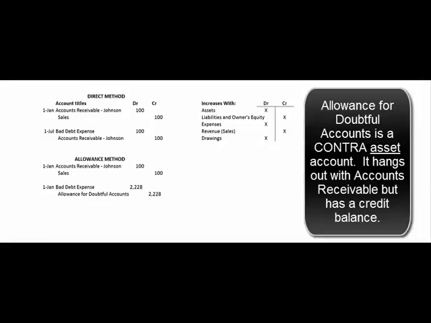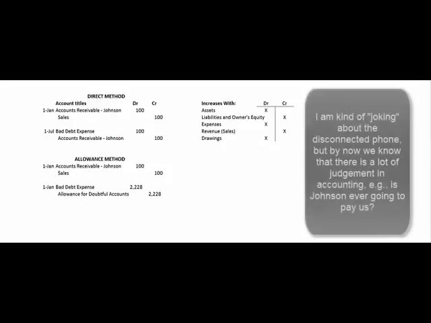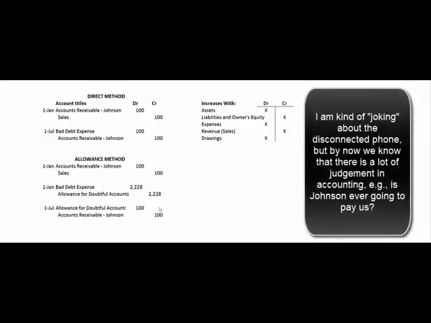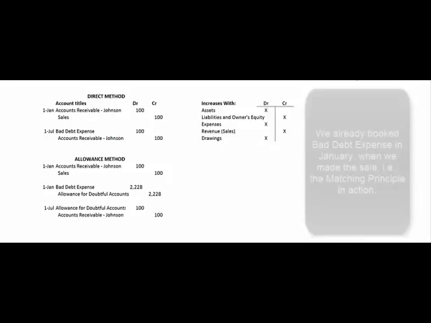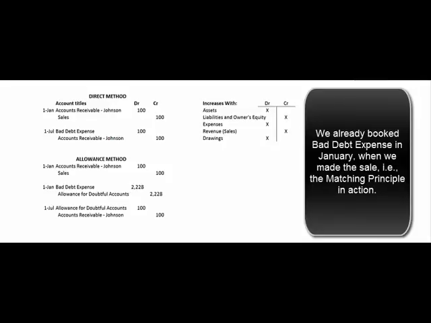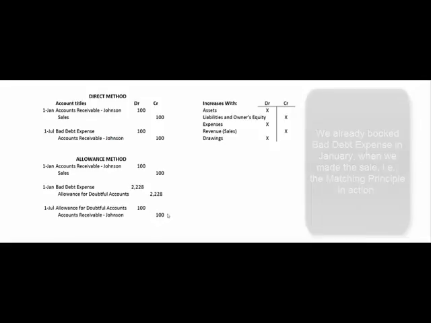So same facts: they don't pay us in February, they don't pay us in March, we start sending letters, we start calling, we finally call, and the phone line's disconnected. So we have to write off that account receivable. Just like we did before, we credit accounts receivable Johnson for $100, but we don't book bad debt expense. We debit allowance for doubtful accounts. We use up part of that $2,228. So what we've done is we put that bad debt expense in January when the sale was made, and then we've used this placeholder account to write off that account receivable when we discovered that that asset is no good.